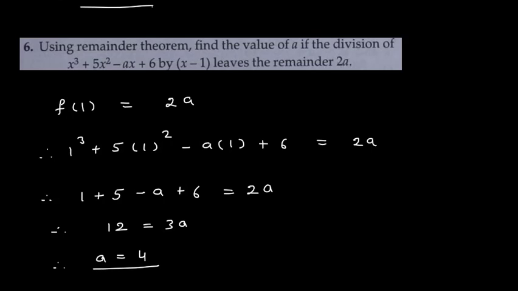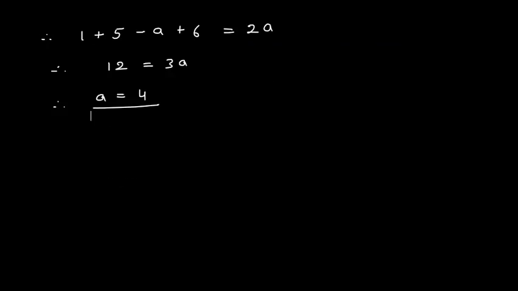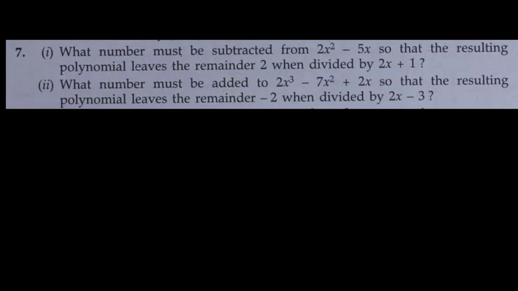What I got? Value of a as 4. Simple. Okay. Now seventh one. So the problem is: what number must be subtracted from this so that the resulting polynomial leaves the remainder 2 when divided by this? And second problem: what number must be added so that the resulting polynomial leaves the remainder minus 2 when divided by 2x minus 3?